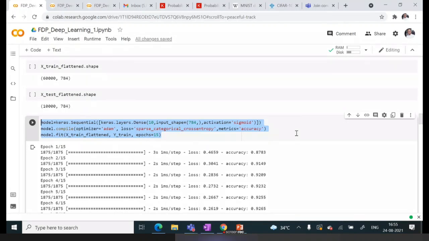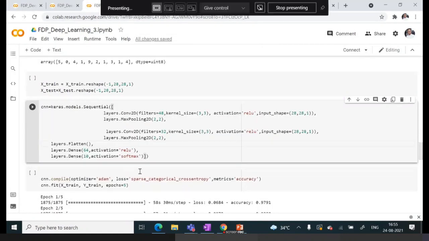For an input, we took 784 neurons after flattening. Yes, 784, because the image size is 28 cross 28, and 28 cross 28 is nothing but 784, and each neuron will take one pixel value. That was the idea. But now, in the case of CNN, what will happen?